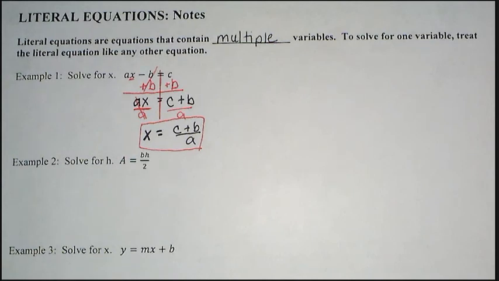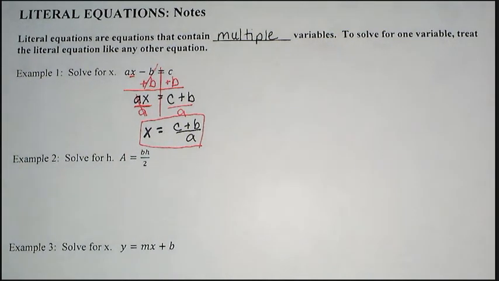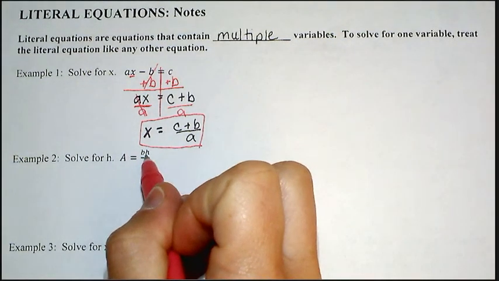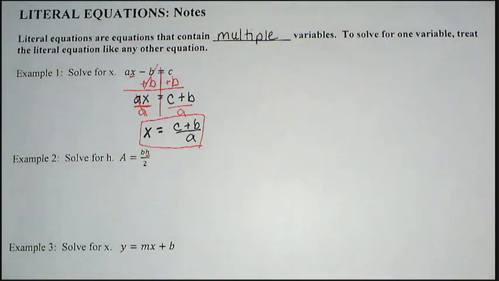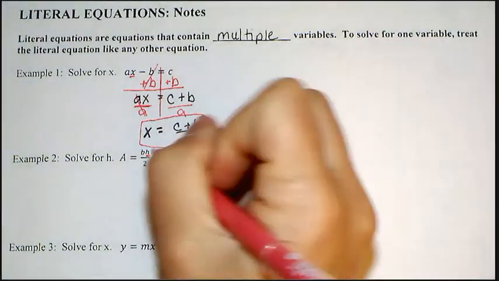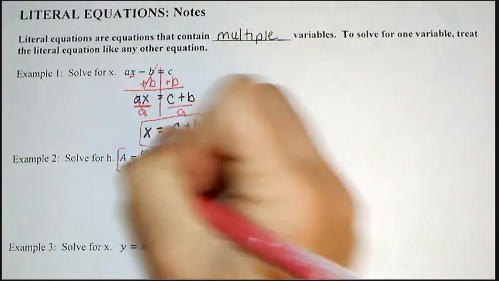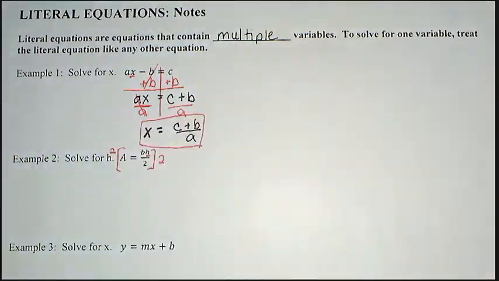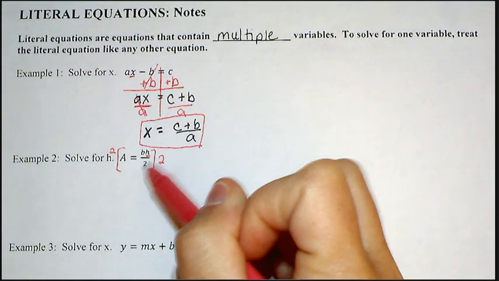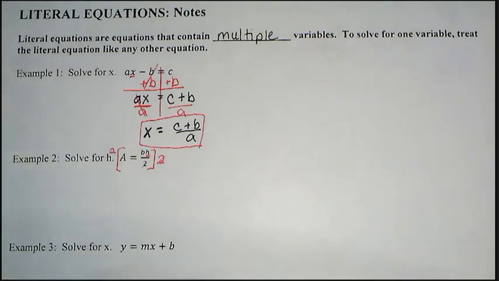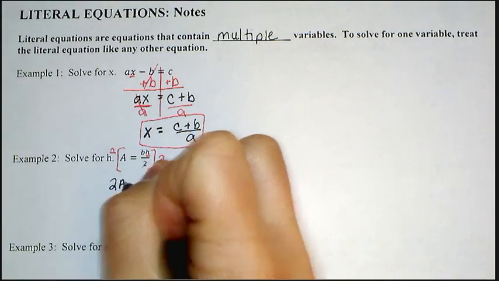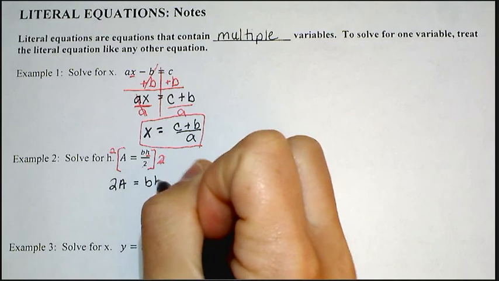So let's look at example number 2. It says solve for h. So here's h up in the top of my equation. Now I want to get rid of that fraction. What's happening right now is h is getting multiplied by b, and then it's divided by 2. So I'm going to multiply both sides by 2, and in doing that, I'm going to get rid of my fraction. So the 2's are going to cancel out, and I'm going to have 2a equals b times h.